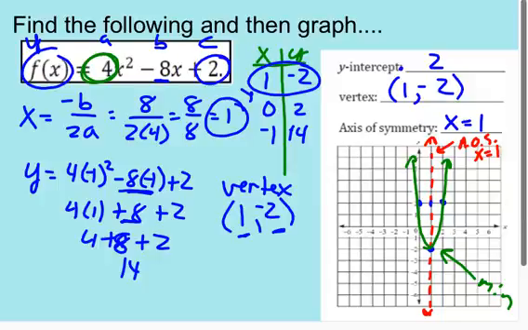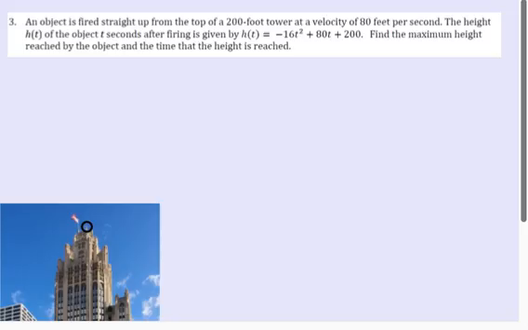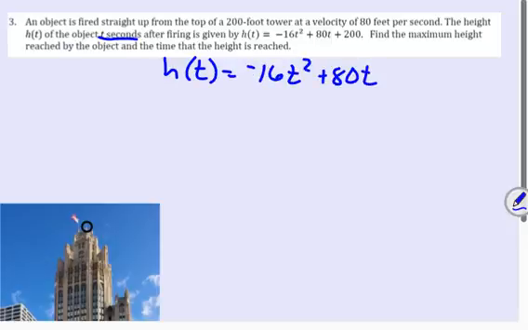Now to some application problems. There's a lot of different applications with these problems. An object is fired straight up from the top of a 200-foot tower with an initial velocity of 80 feet per second. The height, h(t), of the object, t seconds, so our time, t, is in seconds, after firing is given by this function right here. I'll write it again. h(t) equals -16t squared plus 80t plus 200.